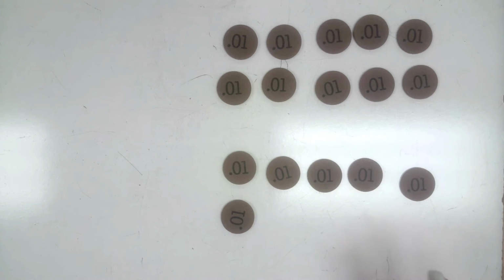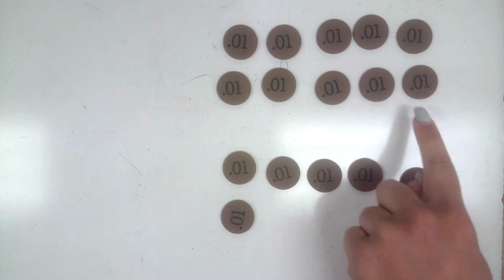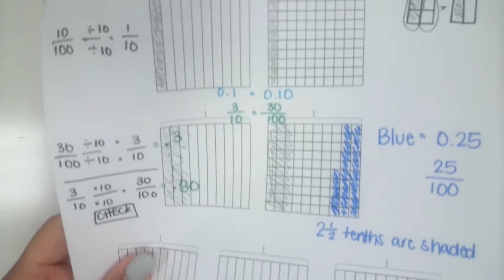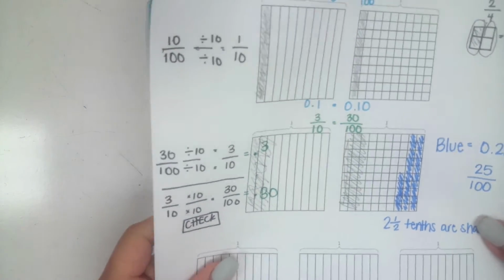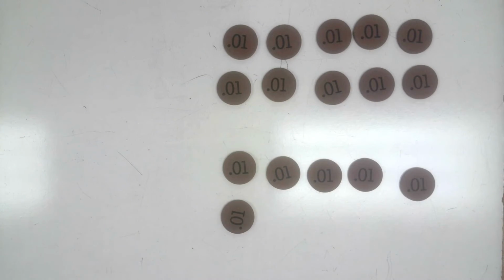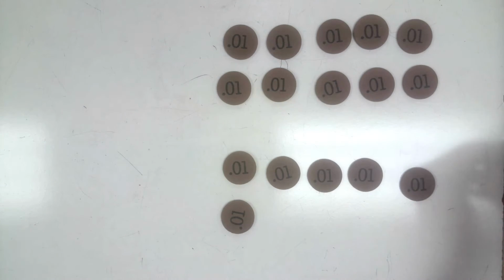What are we looking at? What do you notice? I notice that I have these in rows of 5 and I have 10 hundredths here. And when I think back to the work we literally just did, I know that 10 hundredths is the same as 1/10. So the value of each of these is 1/100th. Altogether, I have 10 hundredths.